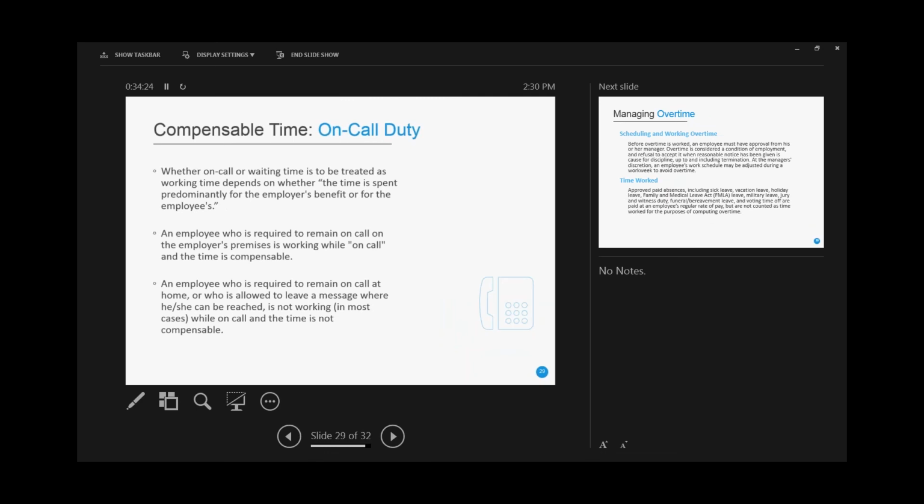So on-call duty. Whether on-call or waiting time is to be treated as work time depends on whether the time is spent predominantly for the employer's benefit or for the employee's. An employee who is required to remain on call on the employer's premises is working while on call and the time is compensable. An employee who is required to remain on call at home or who is allowed to leave a message where he or she can be reached is not working in most cases and is not compensable.